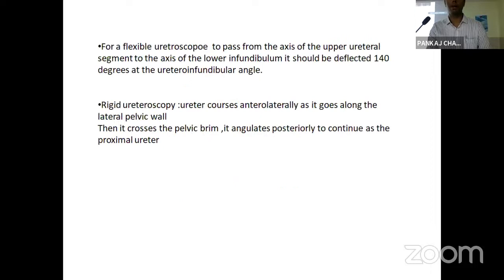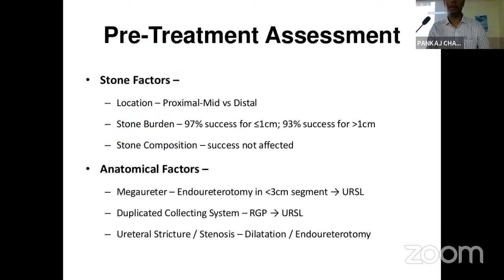For a flexible ureteroscope to pass from the axis of the upper ureteral segment to the axis of the lower infundibulum, it should be deflected 140 degrees at the uretero-infundibular angle. Rigid ureteroscopy: the ureter courses anterolaterally as it goes along the lateral pelvic wall. Then it crosses the pelvic brim. It angulates posteriorly to continue as the proximal ureter.